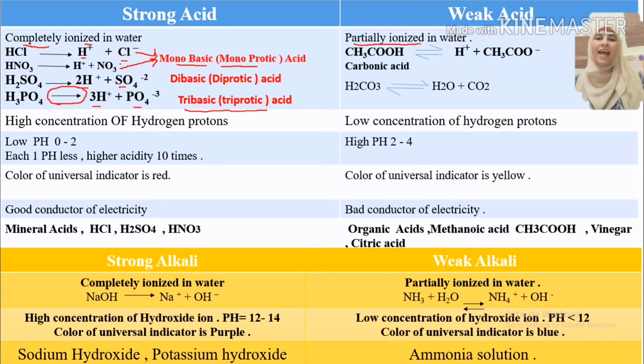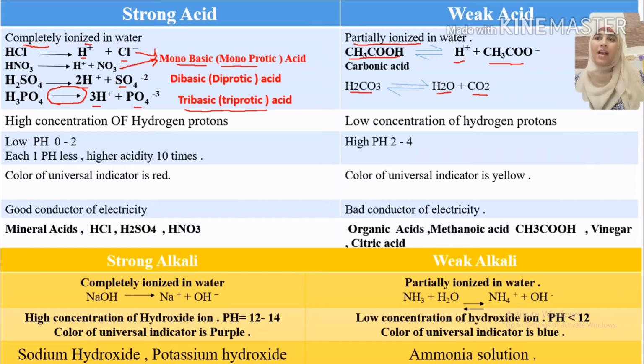For example, if I add 100 molecules of methanoic acid, only one molecule or less than one molecule will be converted into hydrogen proton and acetate group. It is hydrogen proton. The same in carbonic acid. Carbonic acid is a weak acid. It is partially ionized. So we can say carbonic acid is a weak acid. It's directly converted into water and carbon dioxide.